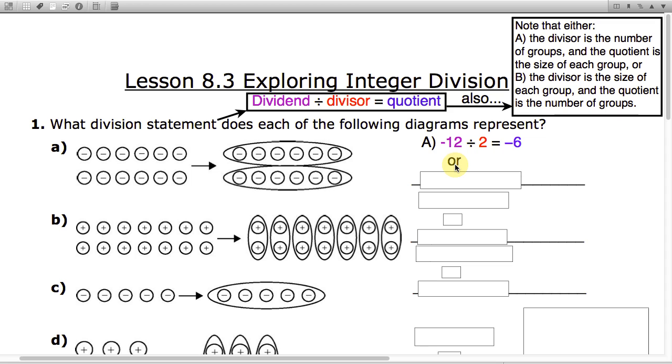Or the other way that you can interpret this, in part B, the divisor is the size of each group. So here we're starting with the same dividend, but now we're saying we're taking our -12 chips, and if we're dividing into groups of size -6, then we get two groups. And so the quotient is the number of groups this time. So hopefully you understood that. Try to do the same thing with part B.